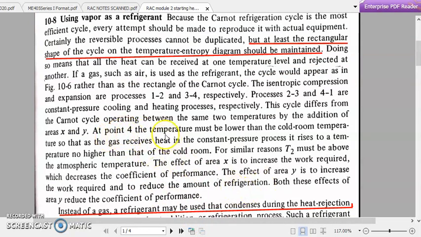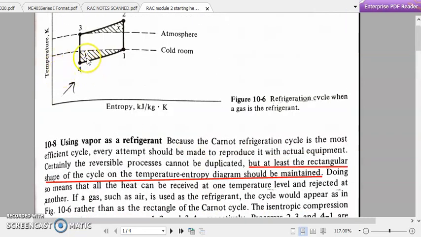At point 4, the temperature must be lower than the cold room temperature so that the gas receives heat in the constant pressure process and rises to a temperature no higher than that of the cold room. So here you can see at point 4, the refrigerant or our atmospheric air should have a lower temperature than the cold room. Cold room is a freezer compartment, or the area where we want to create our cooling effect.